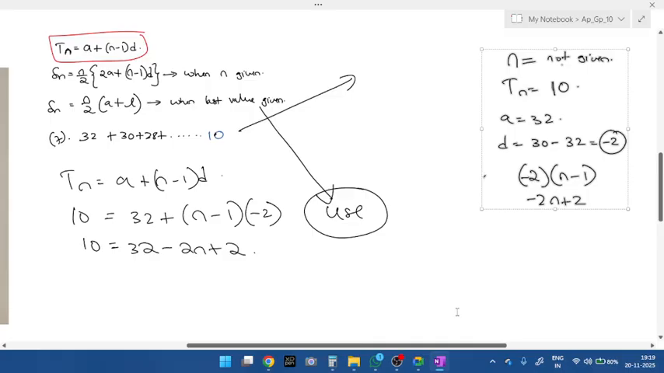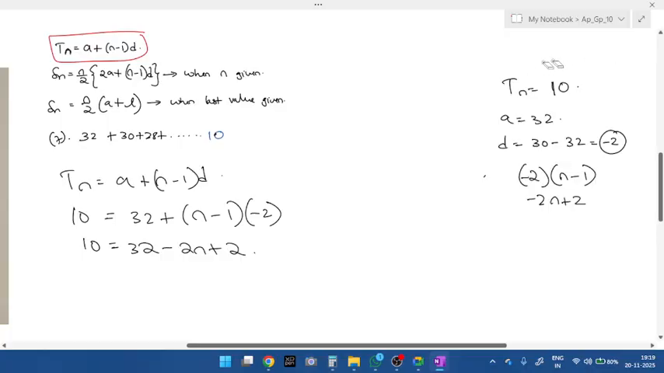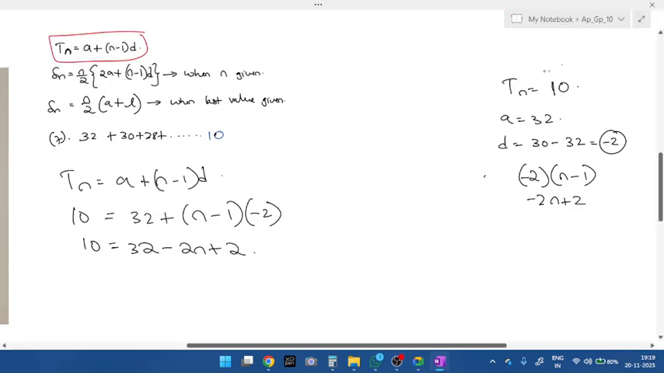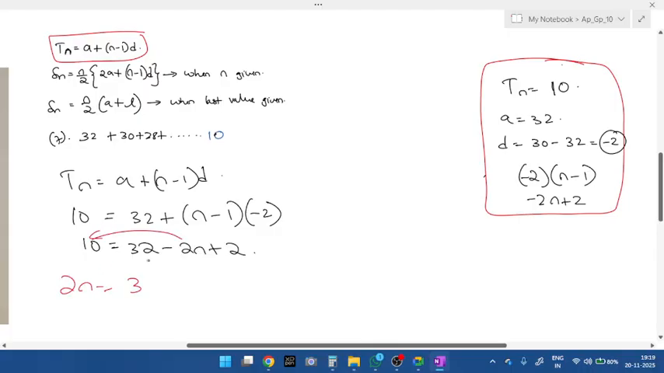See, the right hand data, you are supposed to write it before the question, students. This is not required. These three things are required: T of n, A value, D value. Once you complete this right hand part, start the Tn calculation. What's the answer you got for Tn? I'll shift minus 2n this side, remaining to the other side. 32 is 34 minus 10. 24 by 2 is, we got 12, students.